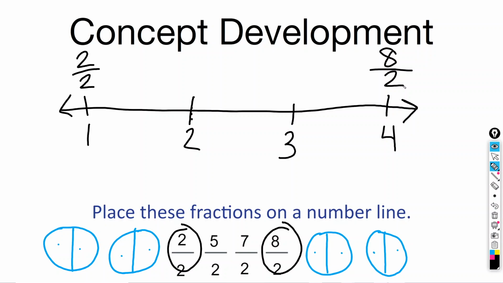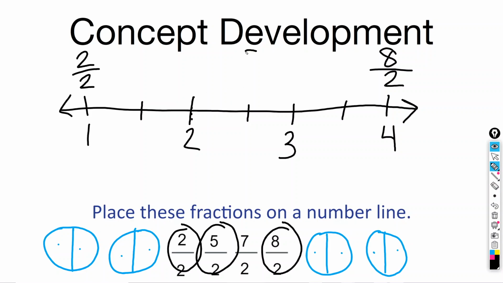The next thing we want to do is find 5 halves. So what I'm going to do is I'm going to break each of these in half, break that one in half, break that one in half, and break that one in half. And I'm going to go ahead and count. So we're not going to label all the fractions this time. I'm just going to count. Here is 2, 3, 4, 5.